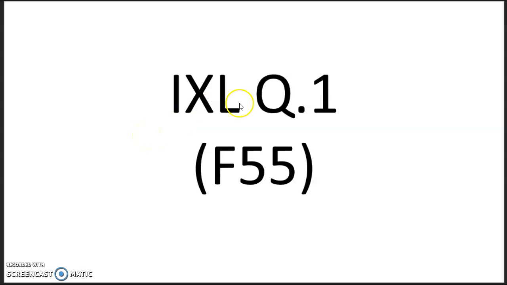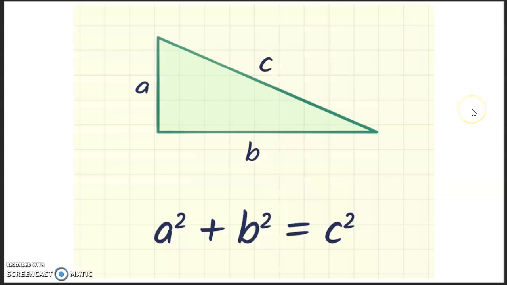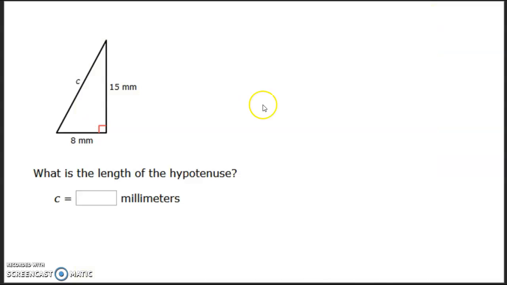All right, this IXL goes over IXL Q1, the code is F55, and this is the Pythagorean theorem. So it is a squared plus b squared equals c squared, and I think that almost everyone remembers this formula, but how to use it is what takes some practice. So we're going to go ahead and take some practice.